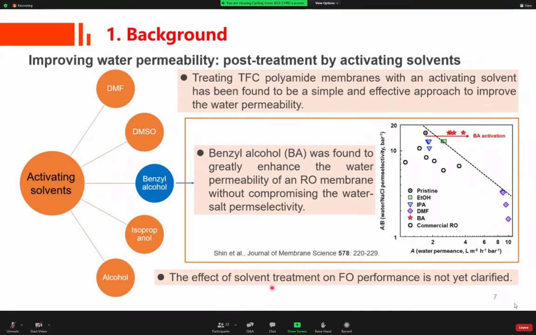However, the effect of solvent treatment on FO performance is not yet clarified, so in this study we evaluated the effect of benzyl alcohol treatment on the FO performance.